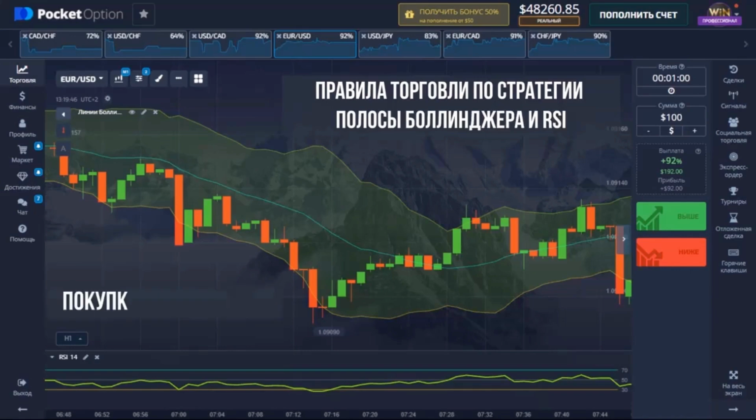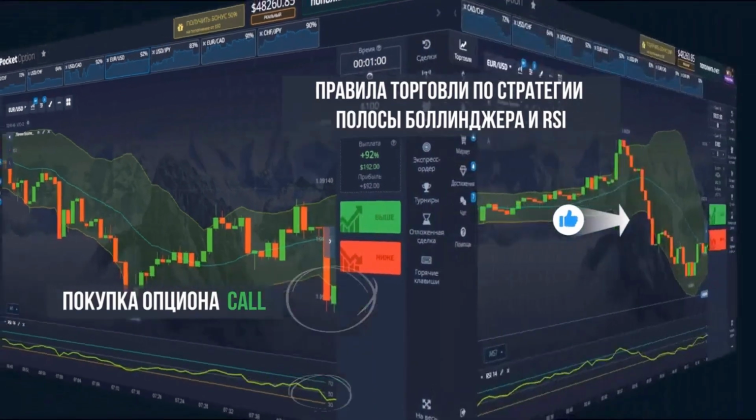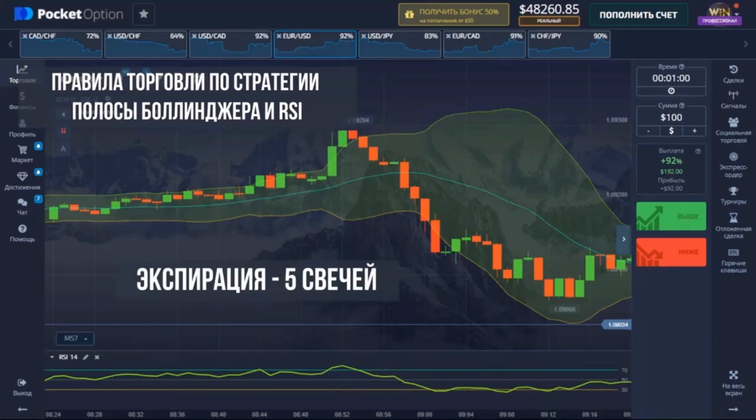Call options are purchased when 1. The price is above the lower boundary of the Bollinger Bands indicator. 2. The RSI indicator line is below the 30 zone and breaks upward. Put options are purchased when 1. The price is near the upper boundary of the Bollinger Bands indicator. 2. The RSI indicator line is above the 70 zone and breaks downward. The expiration time for trading using the Bollinger Bands and RSI strategy is set to 5 candles.